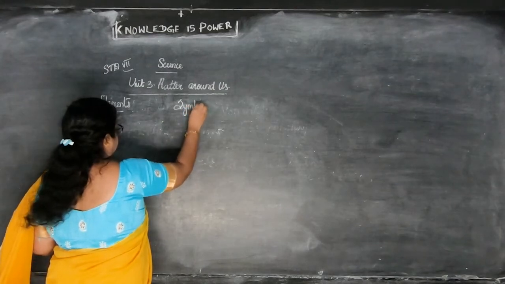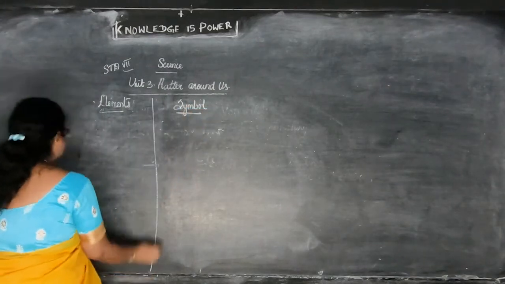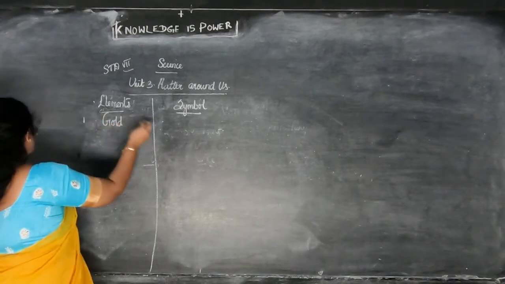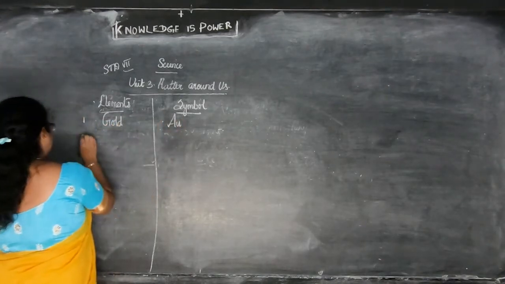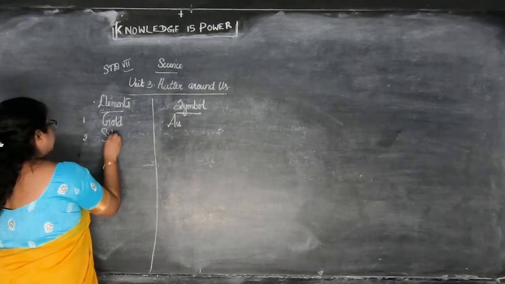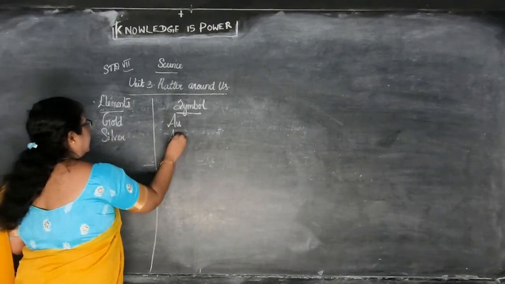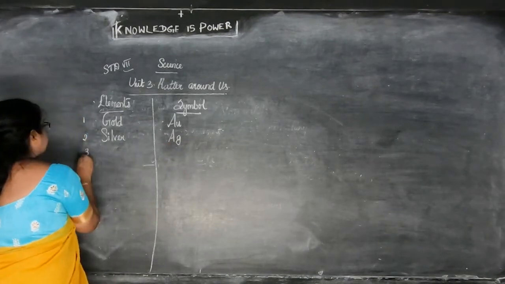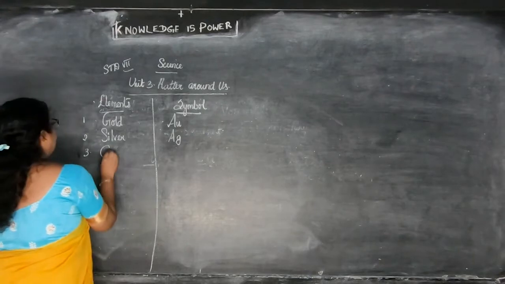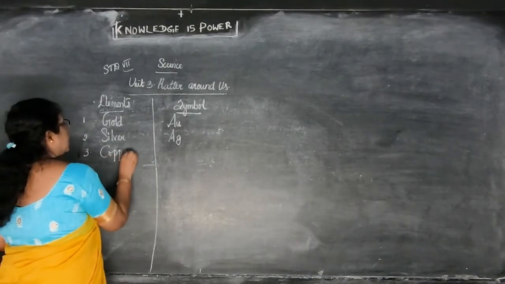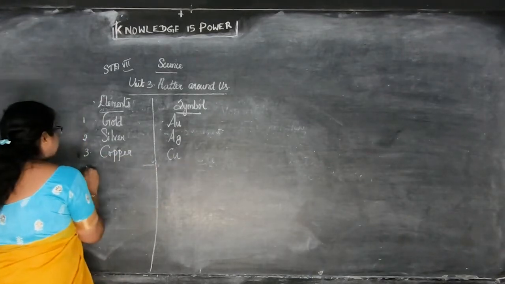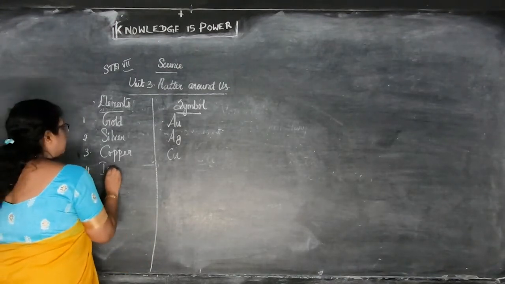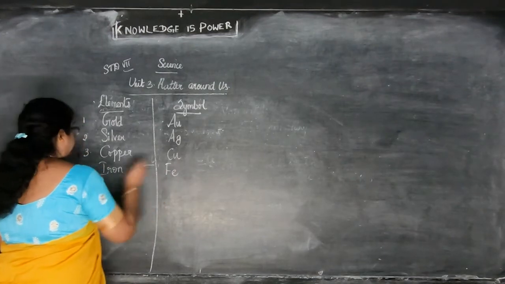Elements and symbols. The first one is gold. What is the symbol of gold? Au. Then next, silver. For silver, Ag, the first letter is a capital letter and the second letter is a small letter. Next is copper. Take it down in your book, children, and those who don't have one can take it down in your rough notebook. Then iron. For iron, Fe.